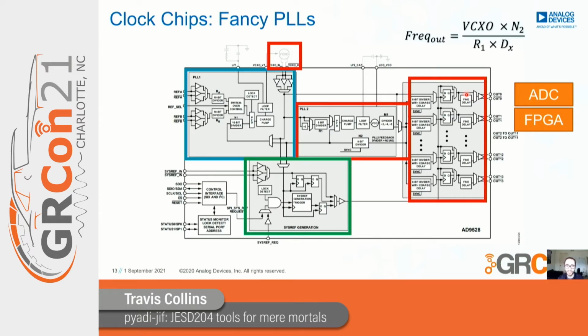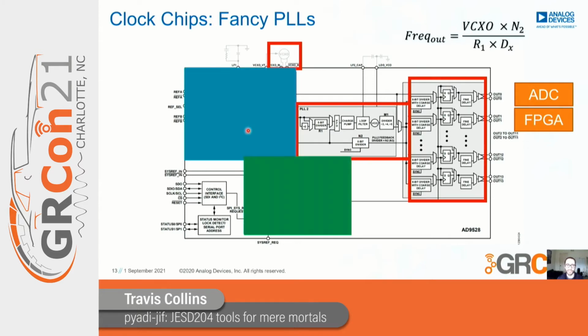There are 5 main components in this clock chip. On the left is PLL1. In the green here is the sysref generation. We're just going to ignore these for the discussion. They're really not that important for this context. But in red are the pieces that we really care about.